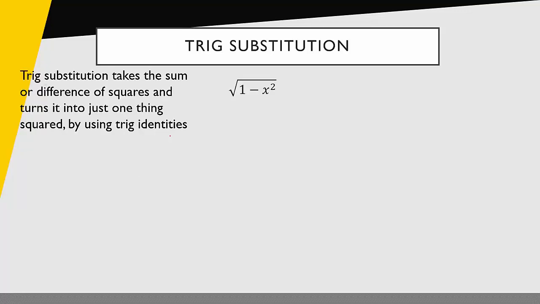Now, how does trig substitution help us with those challenging quadratics? Well, trig substitution takes a sum or difference of squares underneath the radical or in the denominator, and it turns it into just one thing squared by using some trig identity. So in this example, I have the square root of 1 minus x squared, but if I replace x with just the right trig function, I can then use a trig identity to turn this into the square root of one trig thing squared. And then it's easy for me to evaluate that radical.